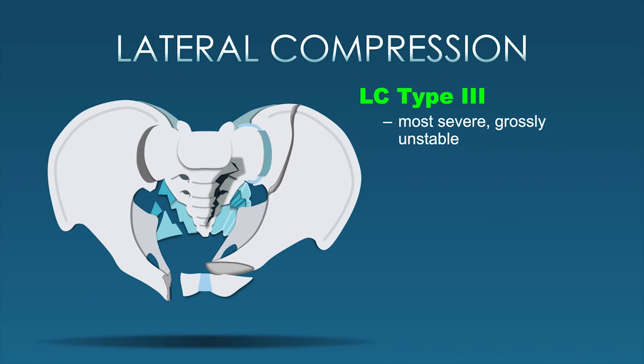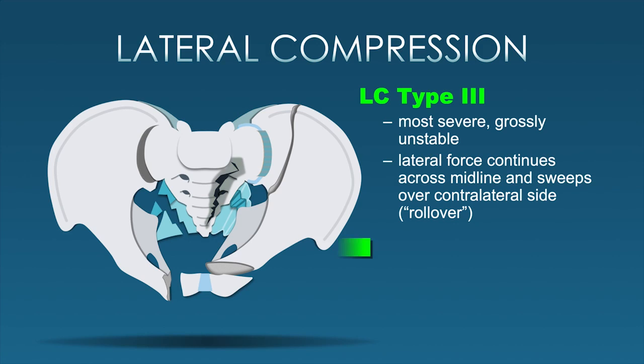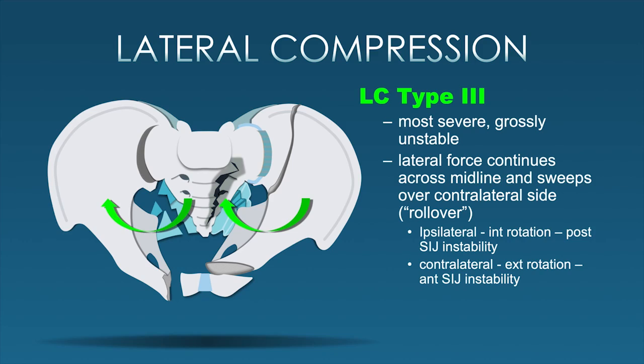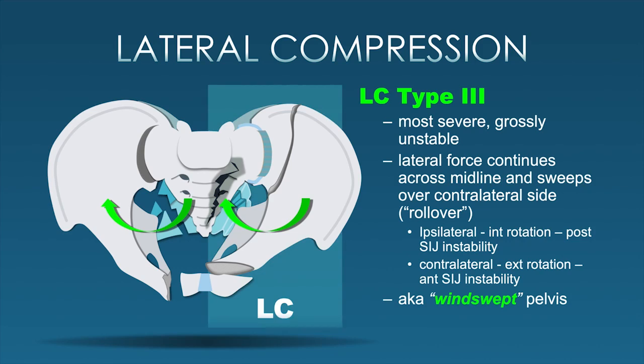The type 3 fracture is the most severe and is a grossly unstable fracture. You have injuries that we've just seen with the type 2, but the fracture now goes all the way across the midline and causes basically what we would see in a rollover, a contralateral fracture that looks like an anterior-posterior compression. So let's break this down. We have on the ipsilateral side internal rotation, and on the contralateral side we see external rotation. This is what is referred to as a windswept pelvis.